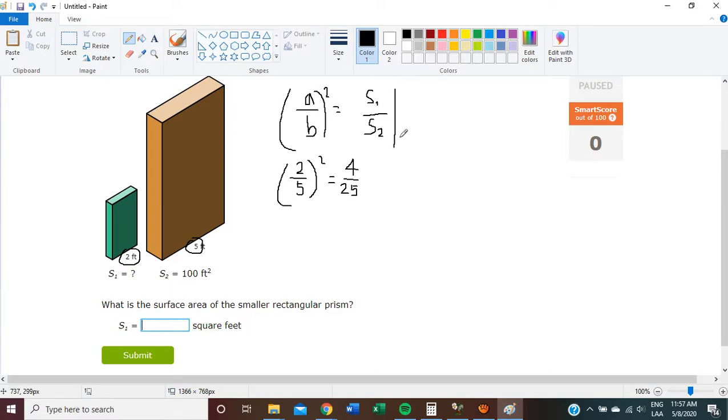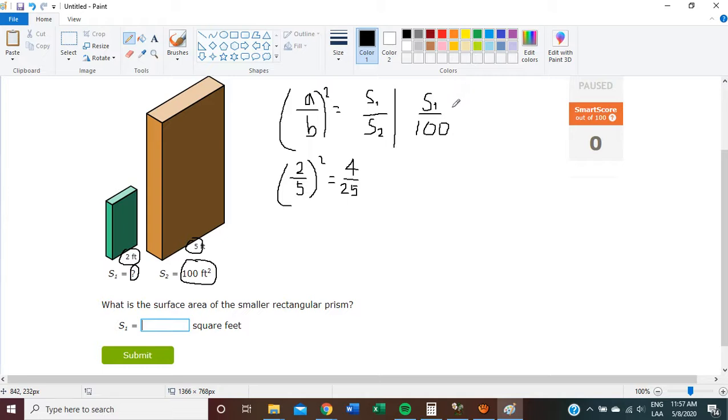Now what you have to do is just substitute what you have here. Instead of writing S2, we're going to write the value. We cannot write the value of S1 because we don't know it, so we just leave it like that, S1. But instead of writing S2, we're going to write its value, 100.